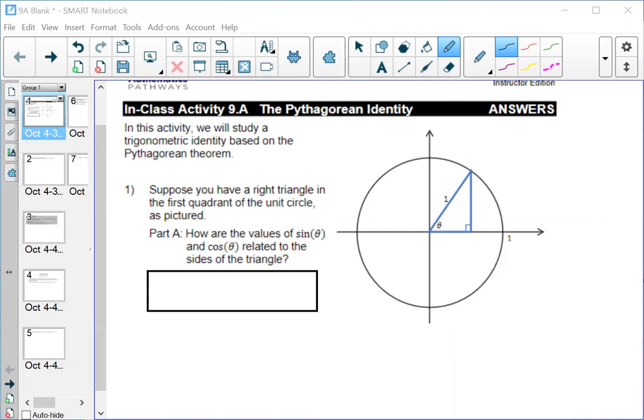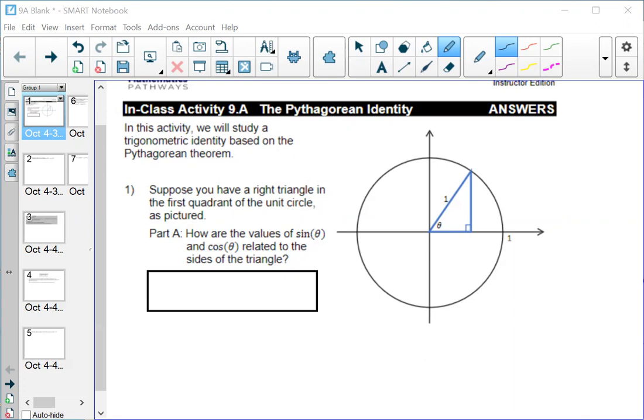In class activity 9A, the Pythagorean identity. In this activity, we will study a trigonometric identity based on the Pythagorean theorem. 1. Suppose you have a right triangle in the first quadrant of the unit circle as pictured. Part A, how are the values of sine theta and cosine theta related to the sides of the triangle?